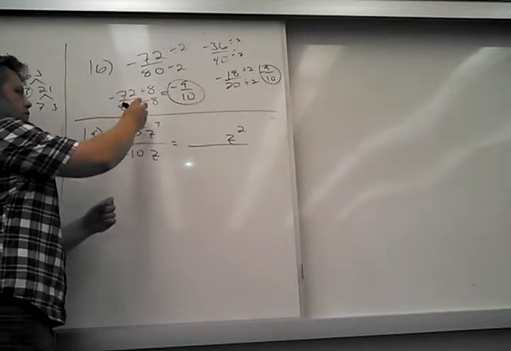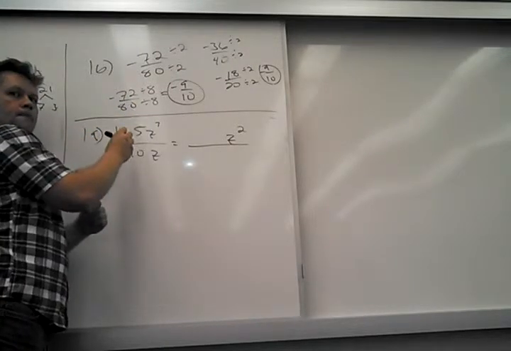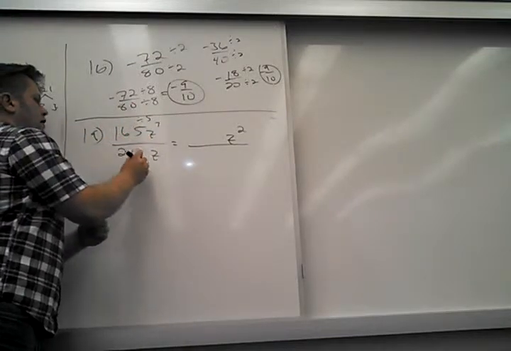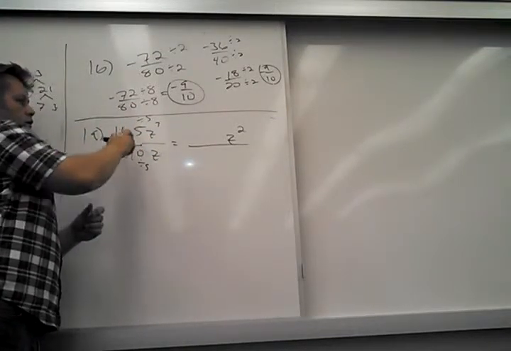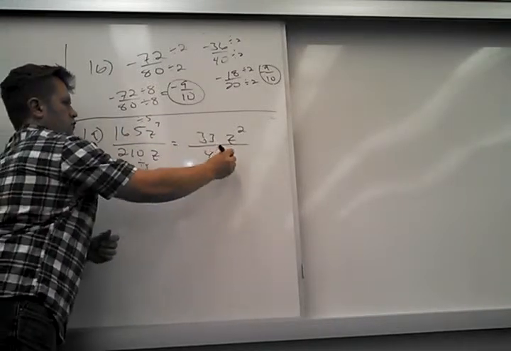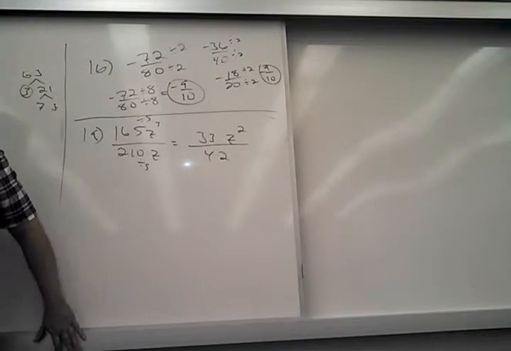Well, how did you get there though? 33 over 42. What definitely goes into both? 5. Divide by 5, divide by 5. 33, 42. And a lot of people got there and stopped.